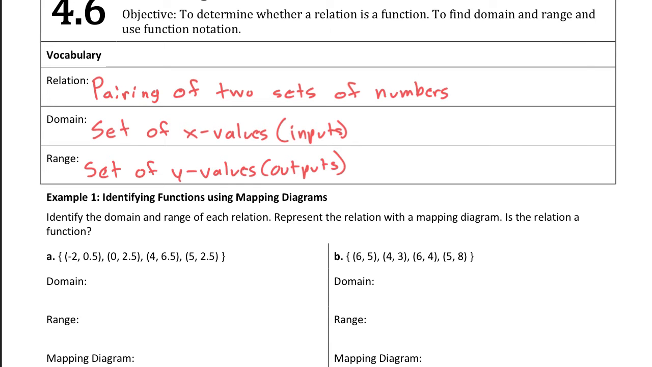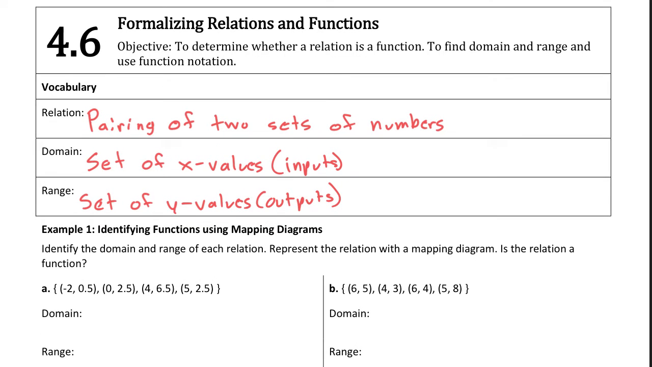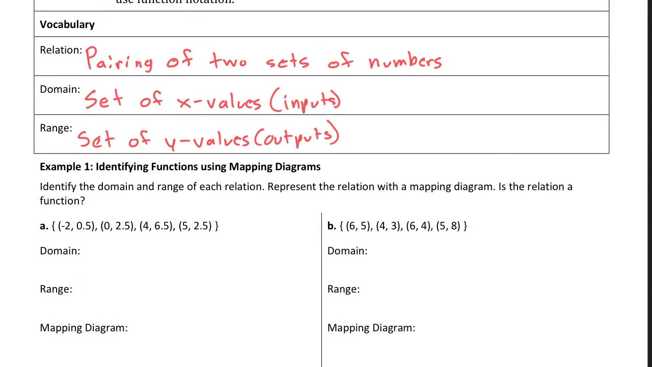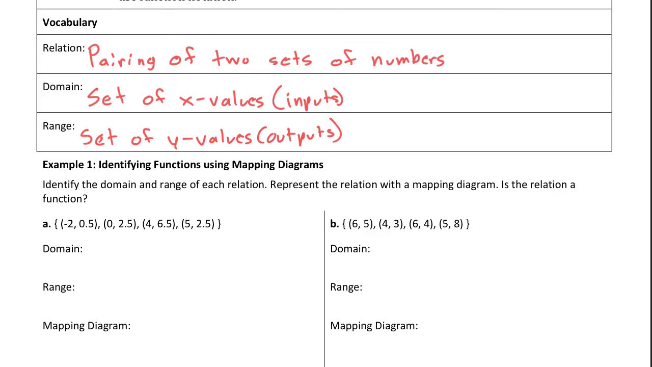Okay, so we're on to the last part of Unit 4, and in this unit we're going to cover a very important topic, which is defining relations and functions. When we talk about relations, relations are any pairing of two sets of numbers, usually a domain and a range. So the domain for a relation is the set of x values. I call them inputs. The range is the set of y values.